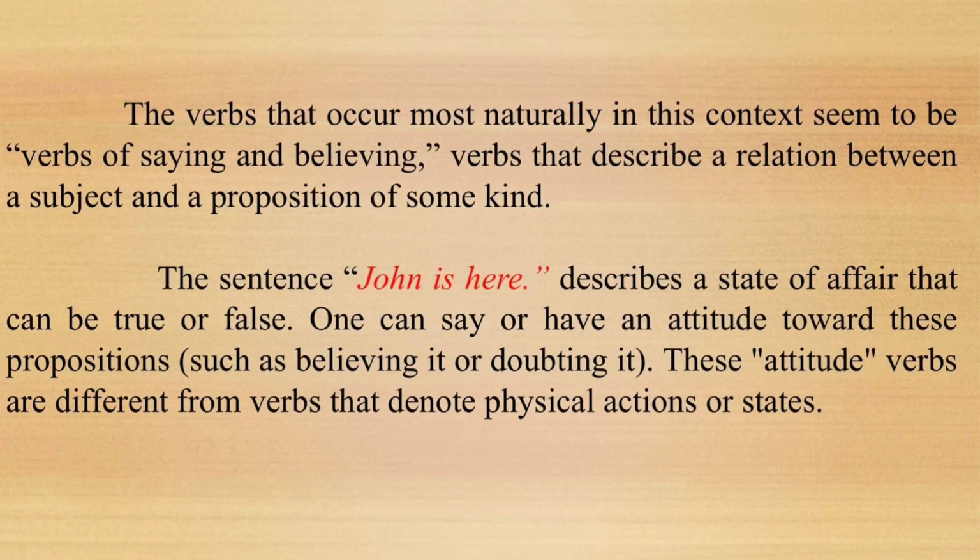The verbs that occur most naturally in this context seem to be verbs of saying and believing. Verbs that describe a relation between a subject and a proposition of some kind. Informally speaking, a proposition describes a state of affairs that can be true or false. For example, the sentence John is here describes a state of affairs that can be true or false. One can say or have an attitude towards these propositions, such as believing it or doubting it. These attitude verbs are different from verbs that denote physical actions or states.